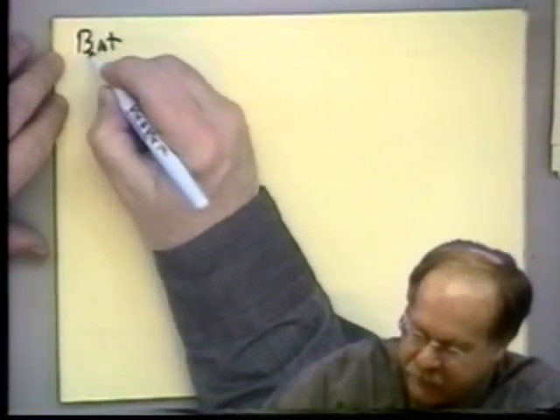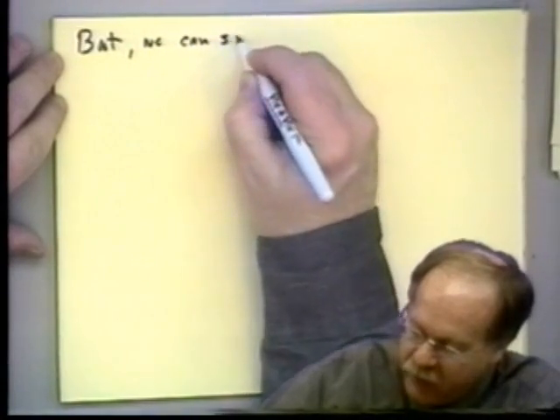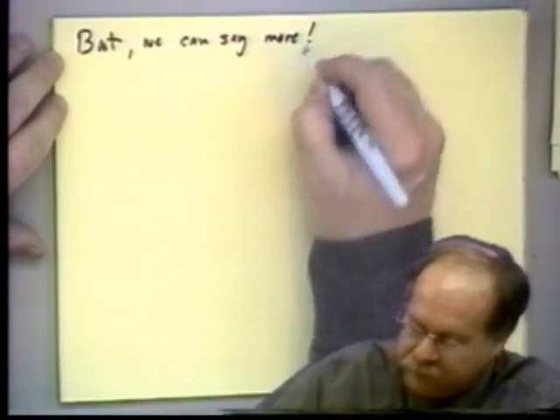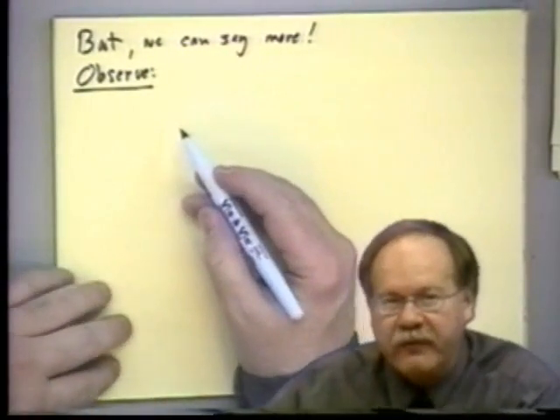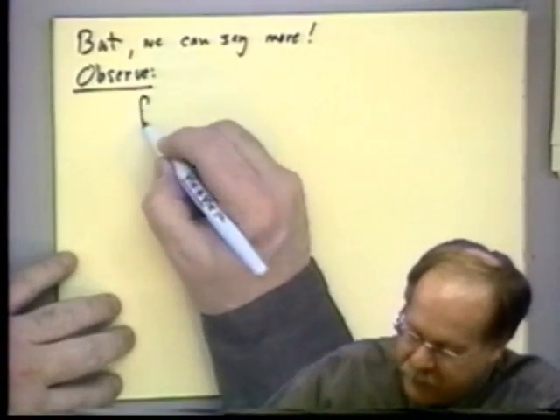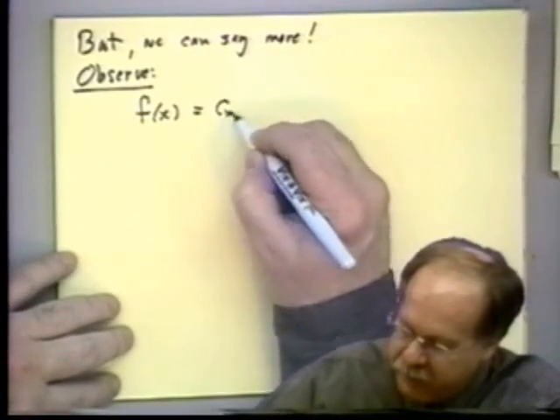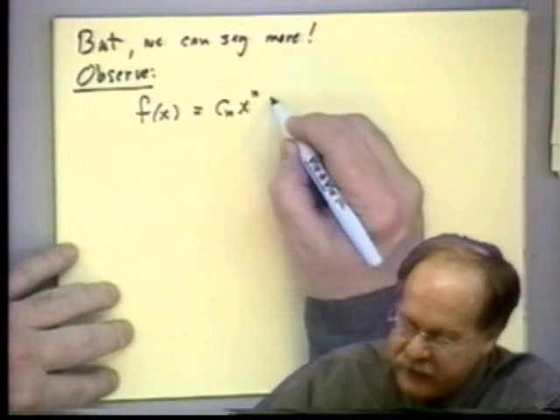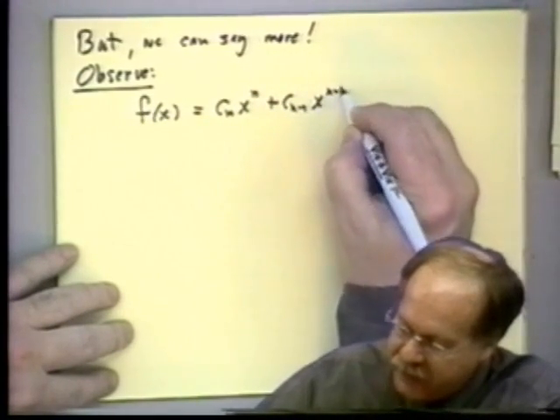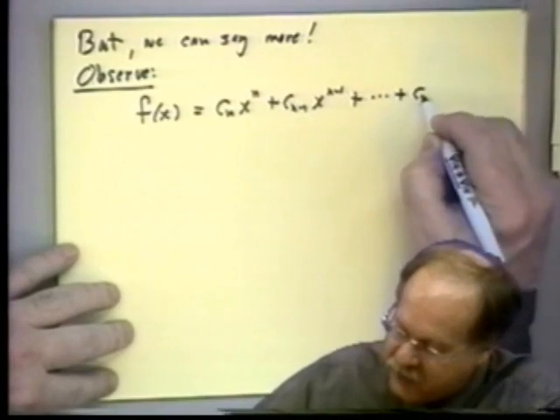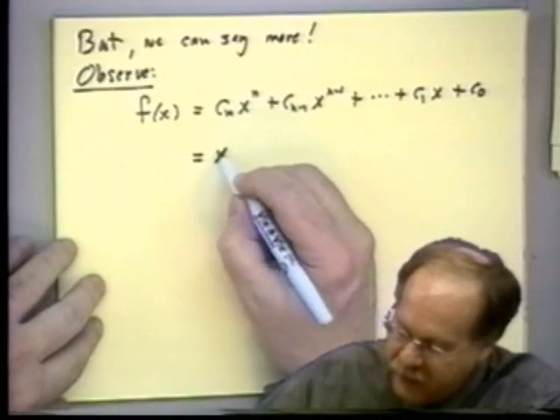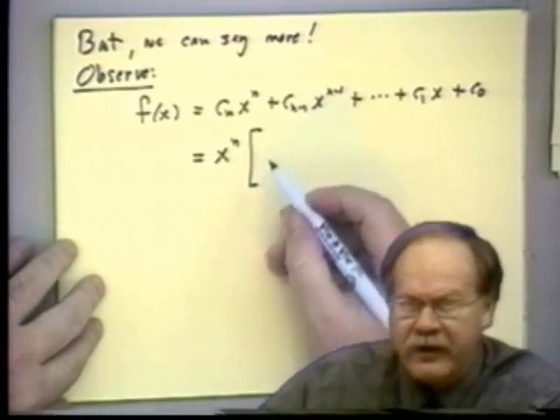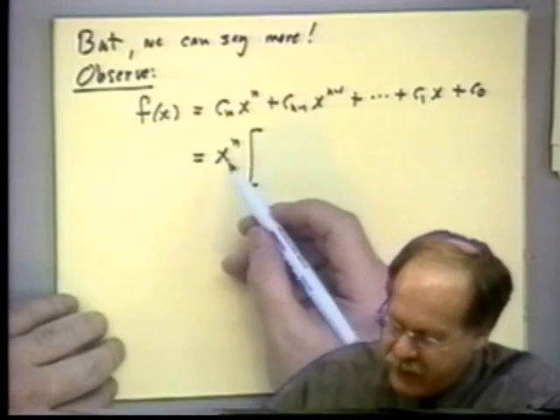But we can say more than that. We can get much more specific. Observe the following. Now this is not a complete proof, but it's a plausible argument. Here's f of x, our polynomial function: Cn x to the n plus Cn minus 1 x to the n minus 1 plus, down to C1 x plus C naught. Now observe that if I factor out x to the n here, kind of an odd thing to do, but let's just do it and see what happens.